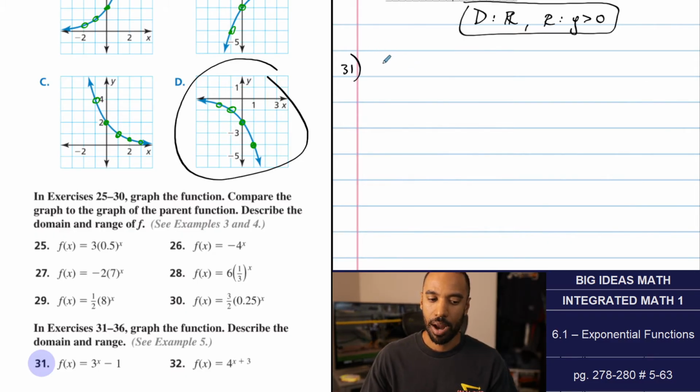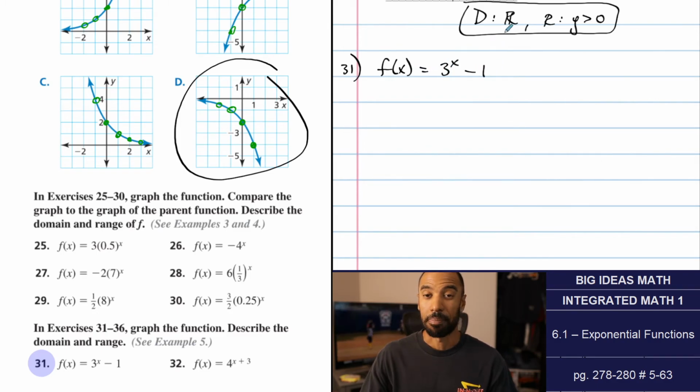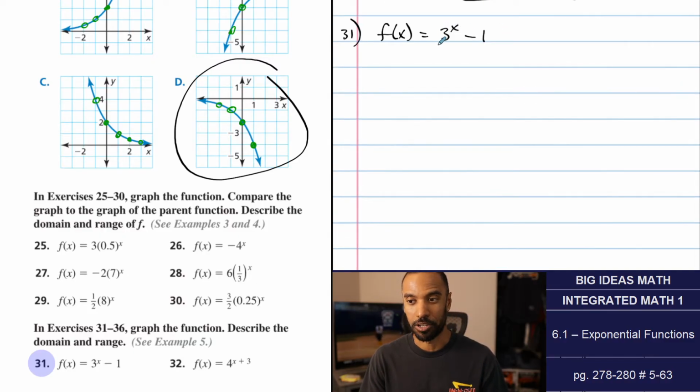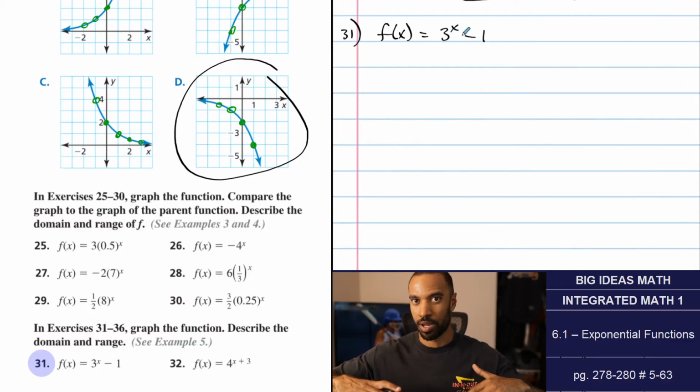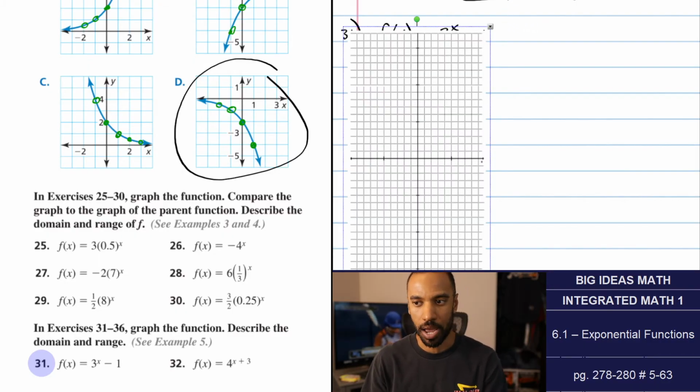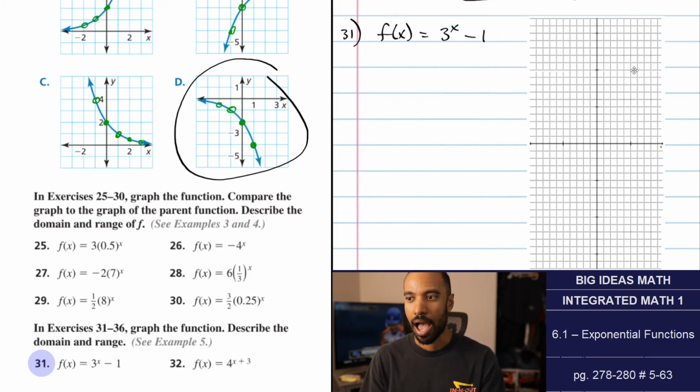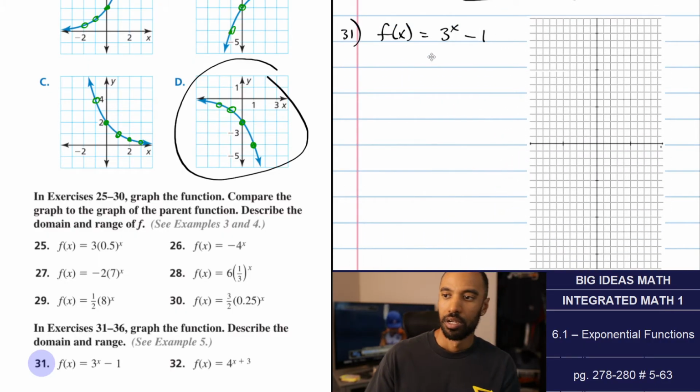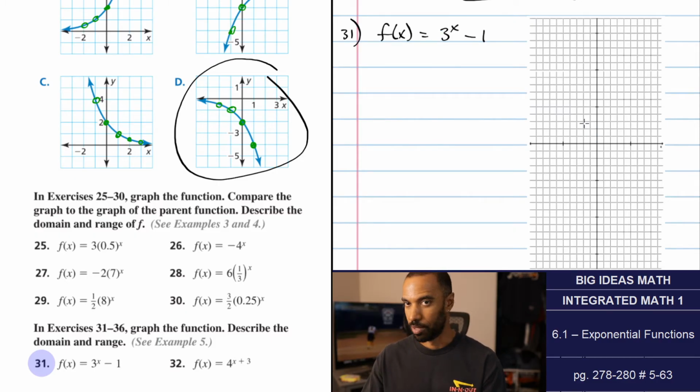It says, graph the function, describe the domain and range. This time we don't have to compare it to another graph, which is better for myself personally. That being said, they would probably graph a parent function, 3 to the x power, and then shift it 1 down, which is what's happening. But here's what I'm going to do. Remember that asymptote? We are going to take what would have been 0. Everything is 1 less than it was before. That's what the -1's all about. It's a vertical translation 1 unit downward.